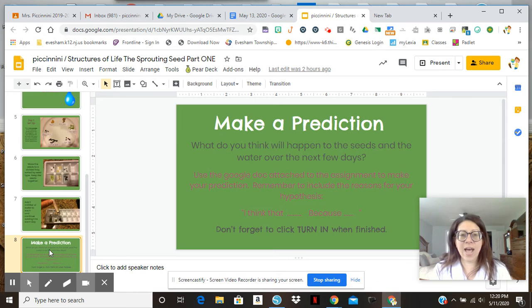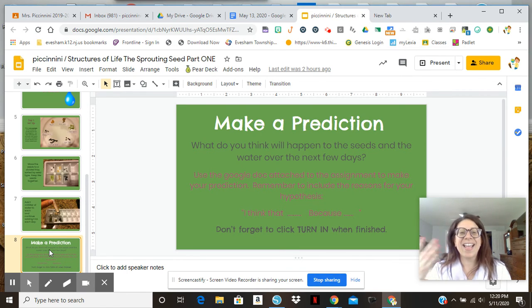Frame your sentence in the following format. I think that the water will whatever. I think that the seed will whatever, because, and explain to me your reason why. So you're going to make your prediction and then have some type of justification for your prediction. Don't forget to click turn in or submit when you're finished. I can't wait to hear about your predictions.